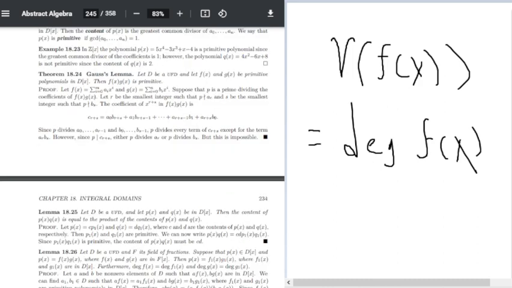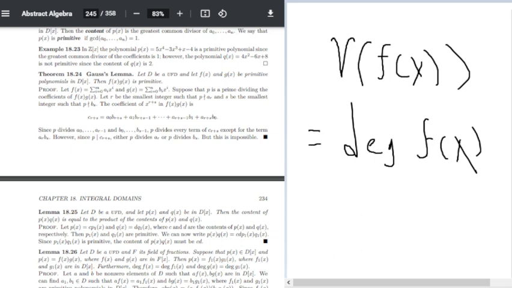Now, Theorem 18.24, Gauss's lemma. Let D be a UFD and let f of x and g of x be primitive polynomials in D[x]. Then f of x g of x is primitive. Proof. Let f of x be the sum from i equals 0 to m of a_i x^i, and g of x be the sum from i equals 0 to n of b_i x^i. Suppose that p is a prime dividing the coefficients of f of x g of x. Let r be the smallest integer such that p does not divide a_r, and s be the smallest integer such that p does not divide b_s.